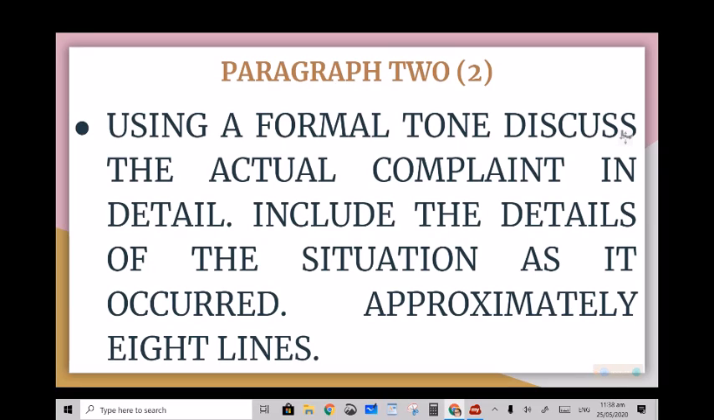Paragraph 2. Using a formal tone, discuss the actual complaint in detail, including the details of the situation as it occurred, approximately 8 lines. So in this paragraph, whatever the complaint is about or the incident that has affected you or has affected someone in your community, you are to explain it in detail so that the person who is receiving the letter would understand the main purpose of the letter in detail.